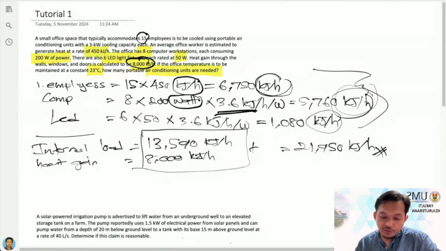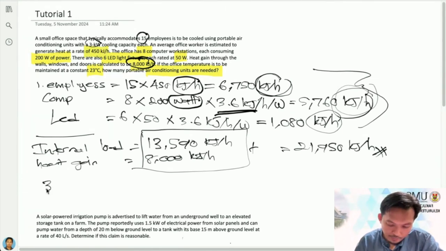If each aircon unit has a cooling capacity of 3 kilowatt, how are you going to calculate the number of air conditioning units? First of all, you need to convert, because from the question it's given in kilowatt, so you need to convert it to kilojoule per hour. So you have one unit times 3 kilowatt times 3,600 kilojoule per hour.